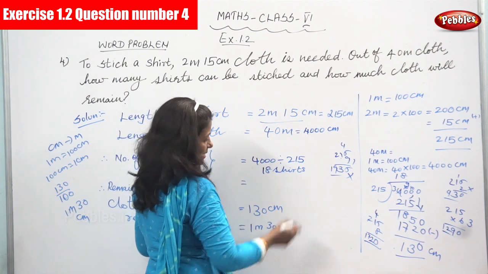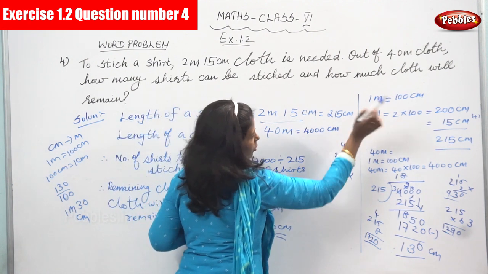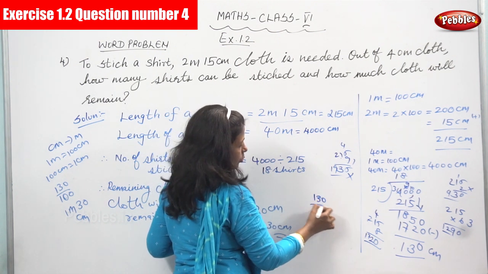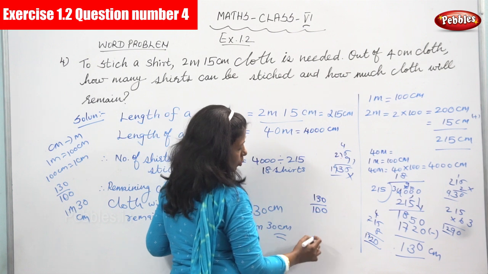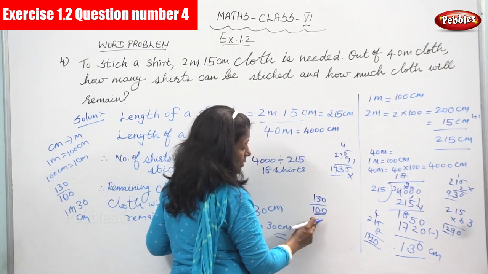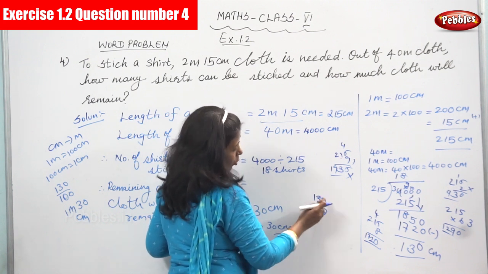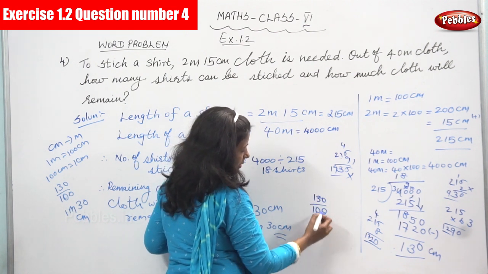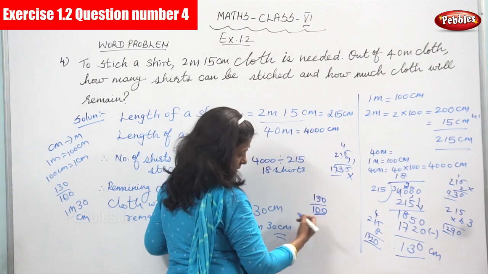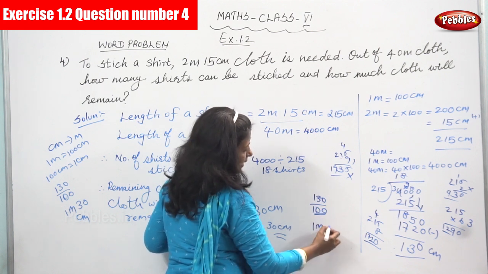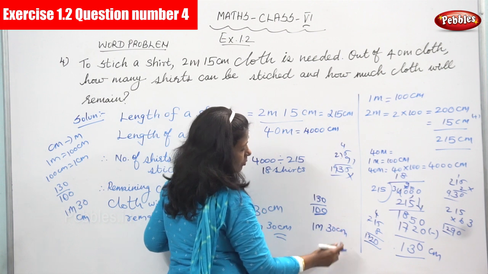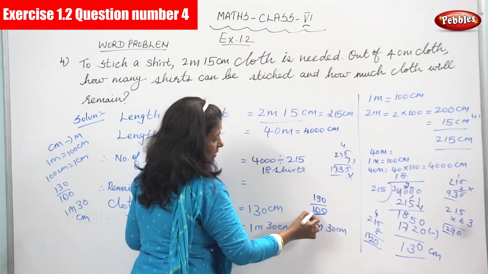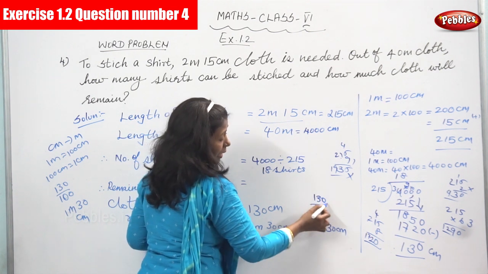How could you convert? Because I have told you that 1 meter is equal to 100 centimeter. So 100 centimeter is equal to 1 meter. So 130, if you divide by 100, what do you get? In 100, how many zeros are there? 2 zeros. So you have to take down the last two digits, that is 0 and 3 you must take down. That is 1 meter and 30 centimeter. That is already 1 meter and 30 centimeter, because 1 meter is equal to 100 centimeters.